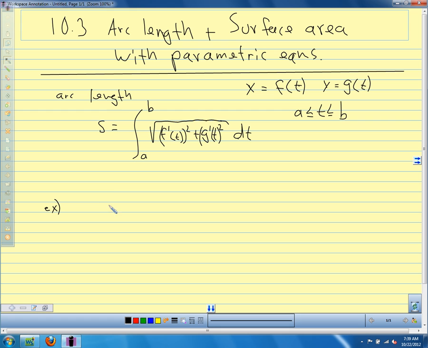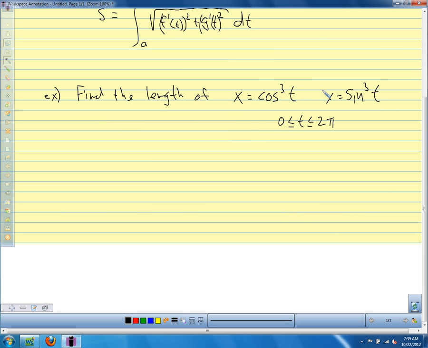And some of us commented on this on Friday. We want to find the length of x equals cosine to the third of t, y equals sine to the third of t for 0 less than or equal to t less than or equal to 2 pi. And this curve is called an asteroid.